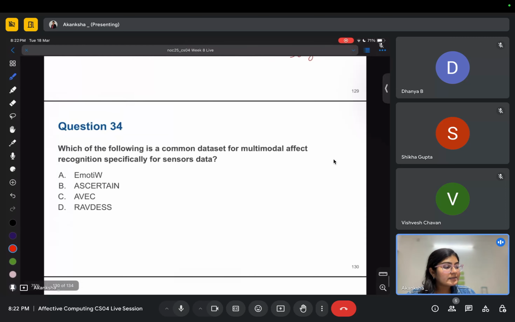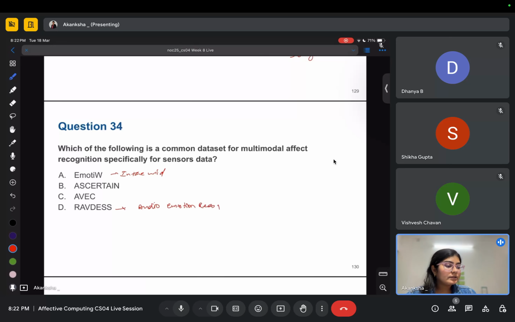And which of the datasets is used for multimodal affect specifically for sensor data? Till now we have discussed two datasets. One is SEMAINE dataset, another is EMOTIC. This is more of an in the wild dataset. And emotional labeling, this is also the other one. This is more on the audio or emotions, like speech emotion recognition.